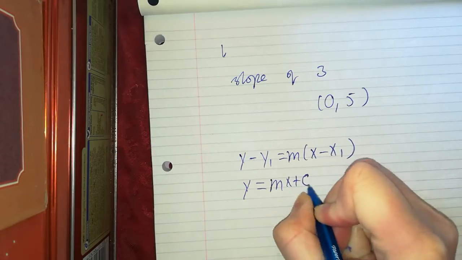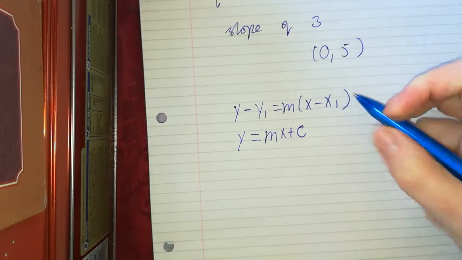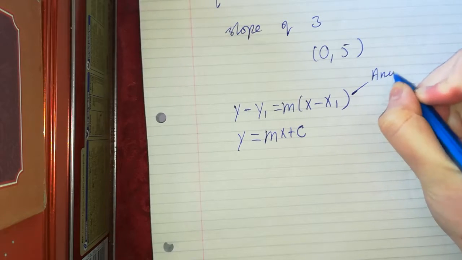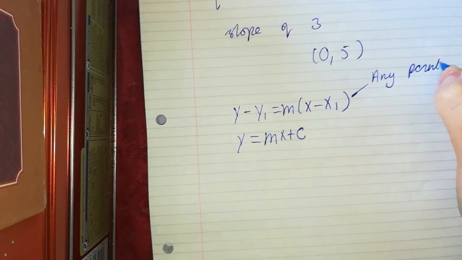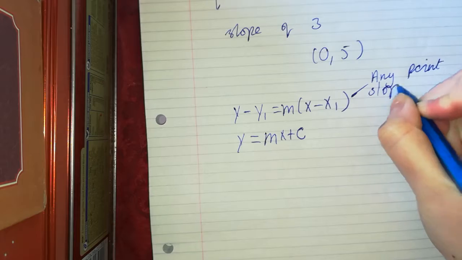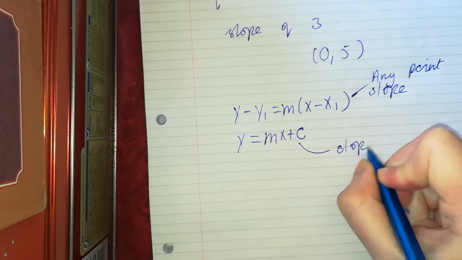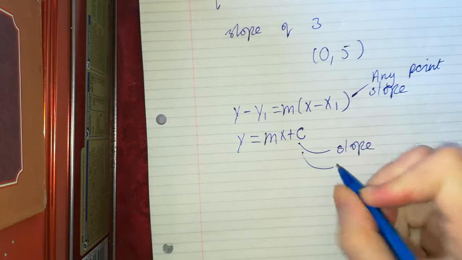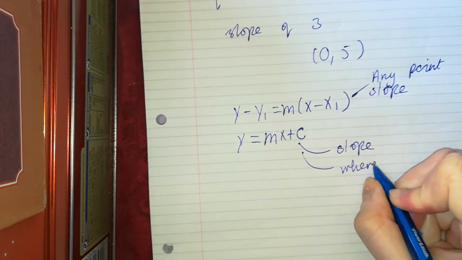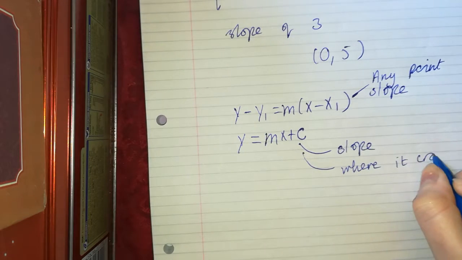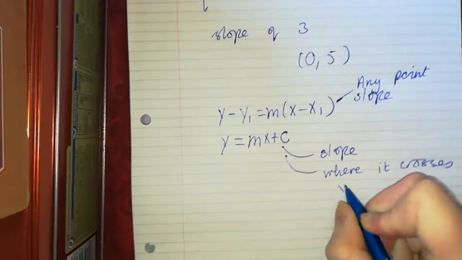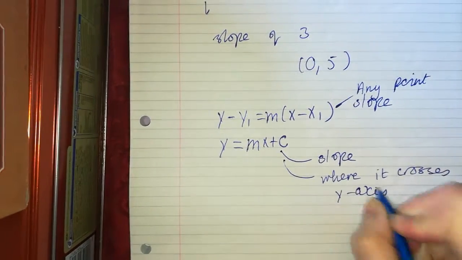With the first one, we can plug in any point on that line, and we just need to know the slope as well. For the second one, we need the slope, and we need to know where it crosses the y-axis, because c is where it crosses the y-axis. So we can do it both ways, and I think I will do it both ways just to show.